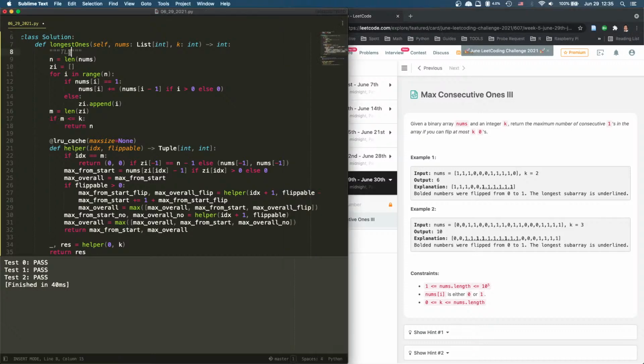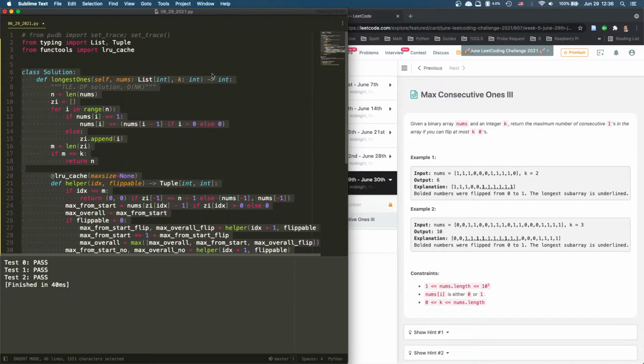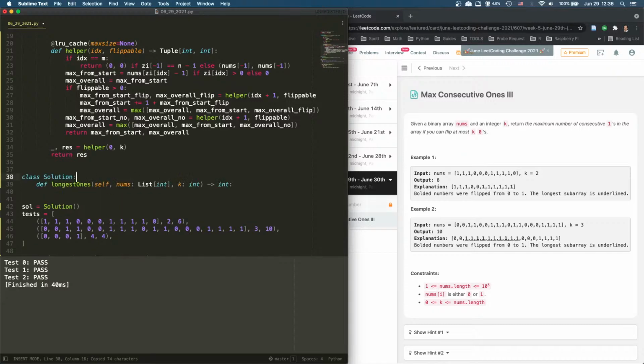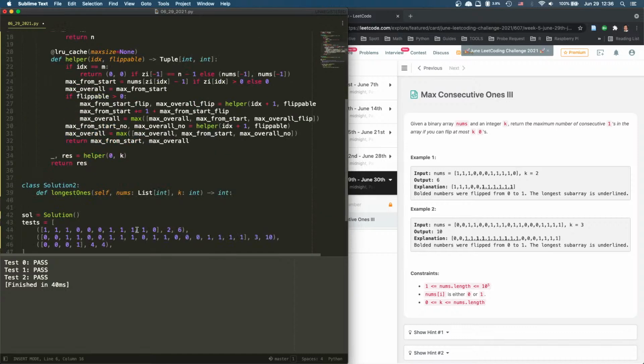So this is DP. I think this is a TLE DP solution. Apparently this is O(N squared), O(NK). That's why it's not working. The second solution, I think this is greedy. I can call it greedy.